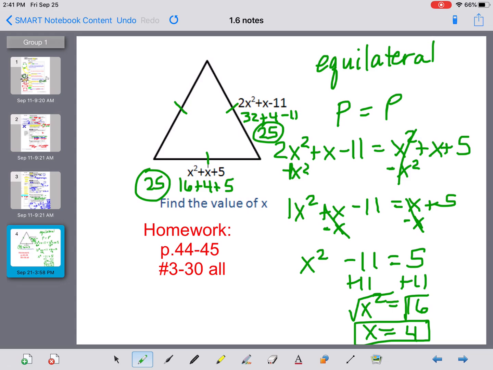So for homework, we are on page 44 through 45, 3 through 30 all. Some of these you're going to fly through really quickly. A few of them you're going to need to solve for x like we just did. So take your time when needed. Show me your work. When it's not needed, just answer the question they're asking you. If you have questions, please send me an email.